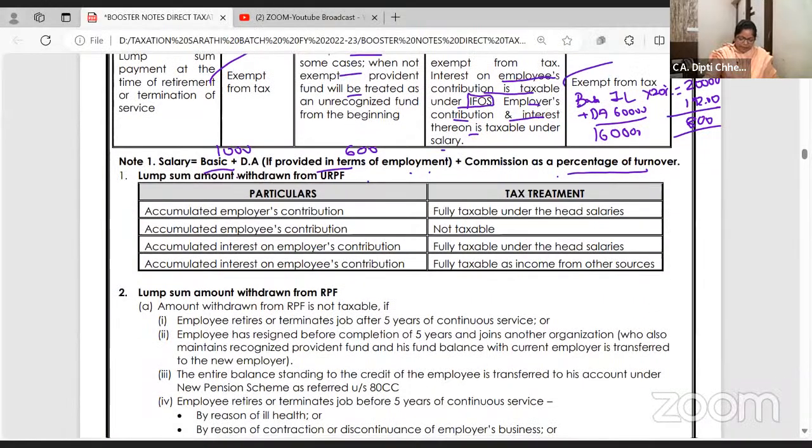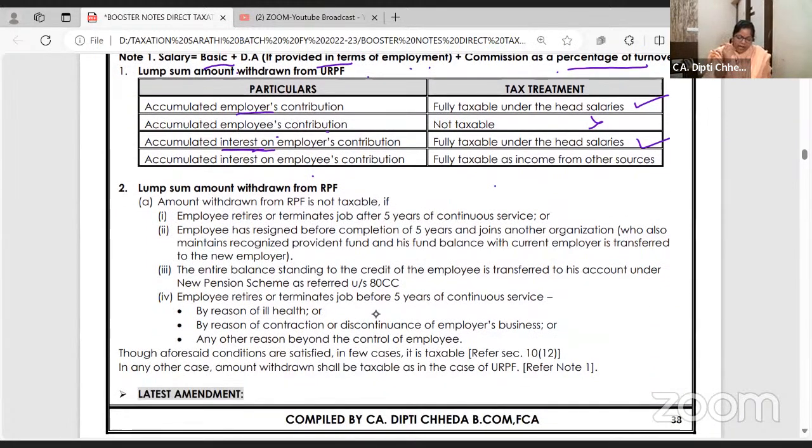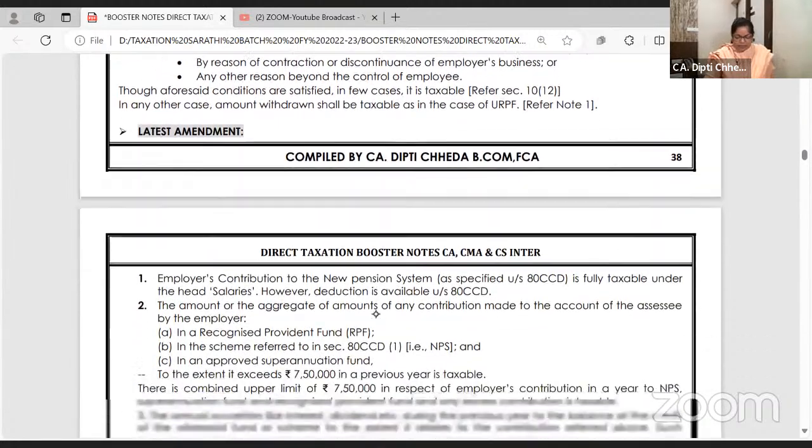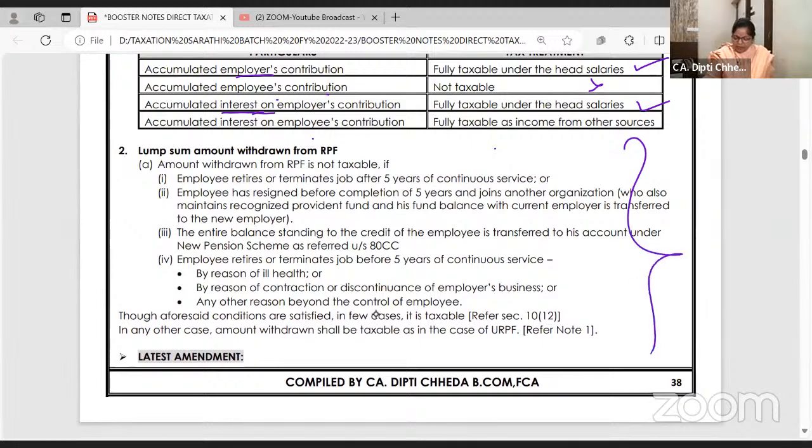Look at this again. Employer's contribution and interest on the employer's contribution: where is it taxable? Salary. Employee's contribution is not taxable because his own money is coming back. Accumulated interest on the employee's contribution is fully taxable under other sources. Okay? Right. And from a recognized provident fund, normally whatever you receive is exempt. This is for your reading, but because it is so vast, I said leave a few things out.